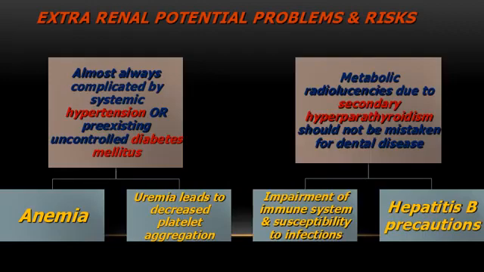The patient will suffer from anemia, as we said before, and uremia also leads to decreased platelet aggregation. It might lead to prolonged bleeding. We have impairment of the immune system and susceptibility to infections, so we have to guard against this with prophylactic antibiotics. The patient on regular dialysis sessions might contract hepatitis virus infections from other infected patients, unfortunately, so we have to screen for hepatitis B or hepatitis C and take the precautions as well.